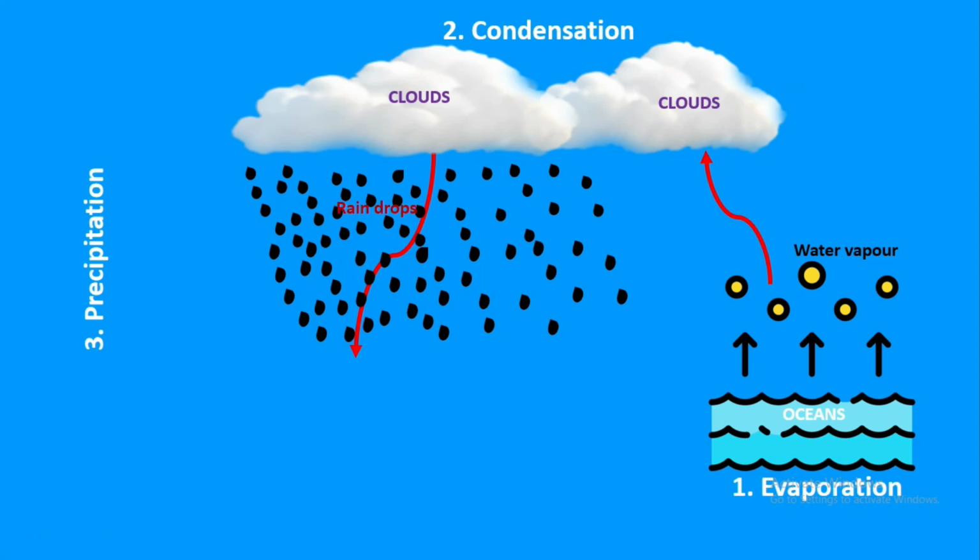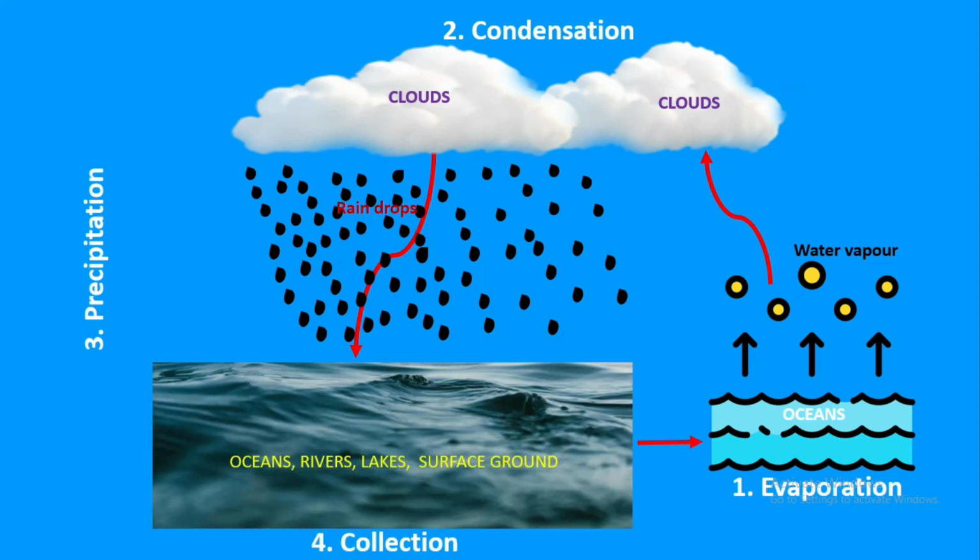Factors influencing precipitation based on cloud type. Different clouds produce different types of precipitation. We have already seen the different types of clouds and how to identify them in the last video. For example, cumulonimbus clouds often produce heavy rain and thunderstorms. Then, the last step is collection and runoff.